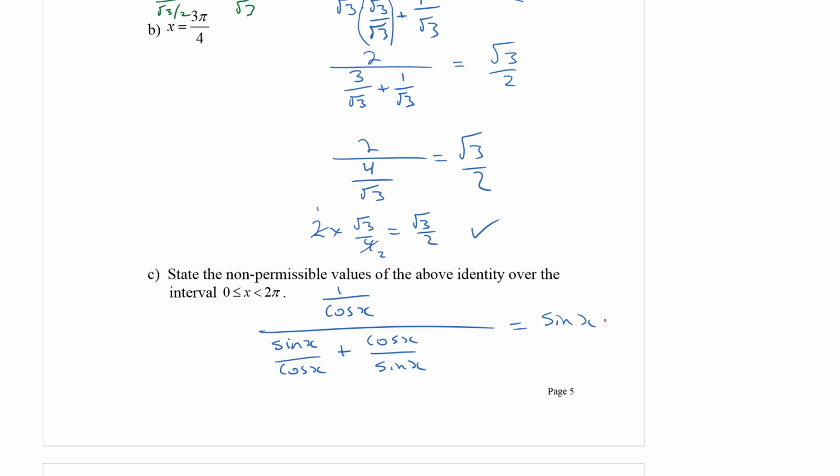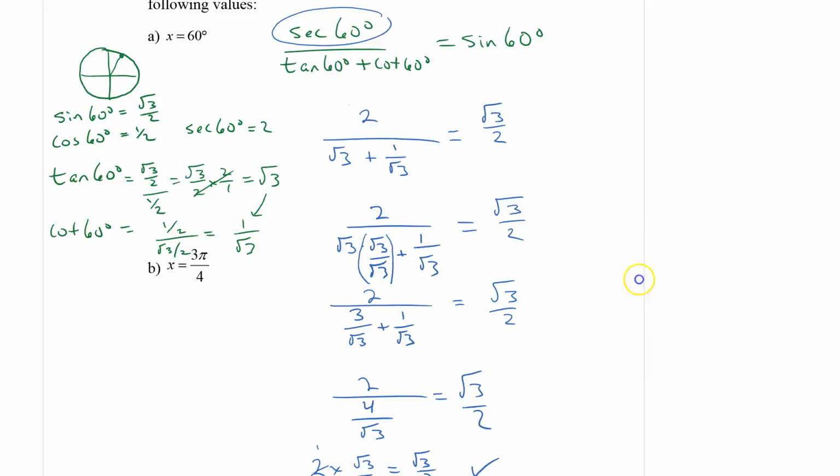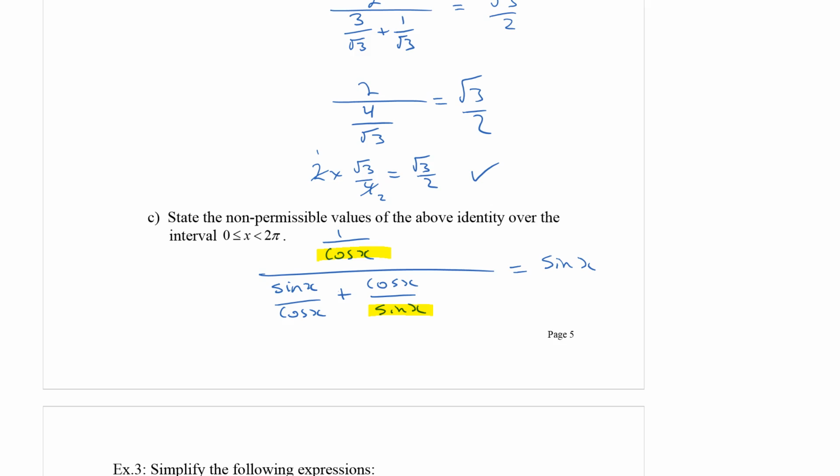So are there any non-permissible values? So notice I'm not thinking about this x equals 60 degrees. I'm thinking about all the different values of x. Are there any values of x I could not put in there because there would be a division by zero error? So here's a cos of x in the denominator. There's another cos of x in the denominator, so I'm not going to highlight it twice, and then there's this sine of x. So what I'm looking for is when is cos of x equal to 0 and when is sine of x equal to 0.